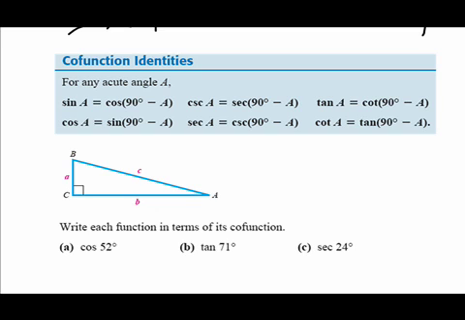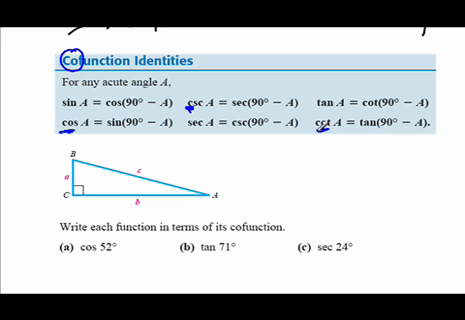Since we're dealing with cofunction identities, that's where these prefixes are coming from. Cosine, cosecant, and cotangent. Tangent and cotangent are cofunctions. Sine and cosine are cofunctions. Don't get these mixed up with your reciprocal rules, because that's a whole other thing going on there. Sine and cosecant are reciprocals, but sine and cosine have this cofunction identity going on.